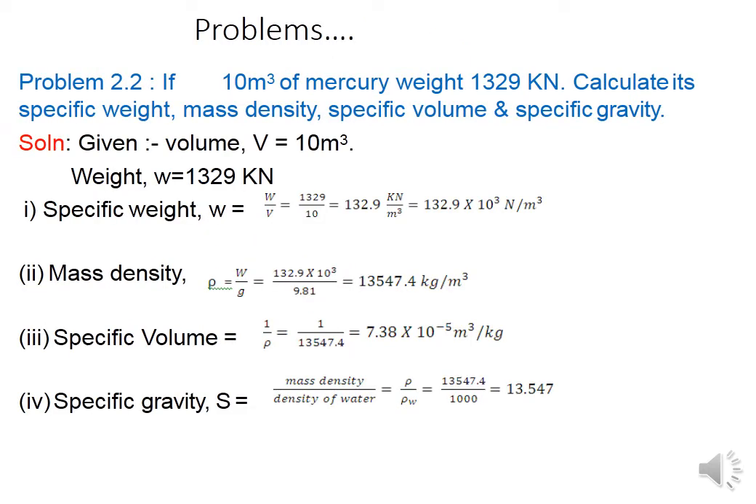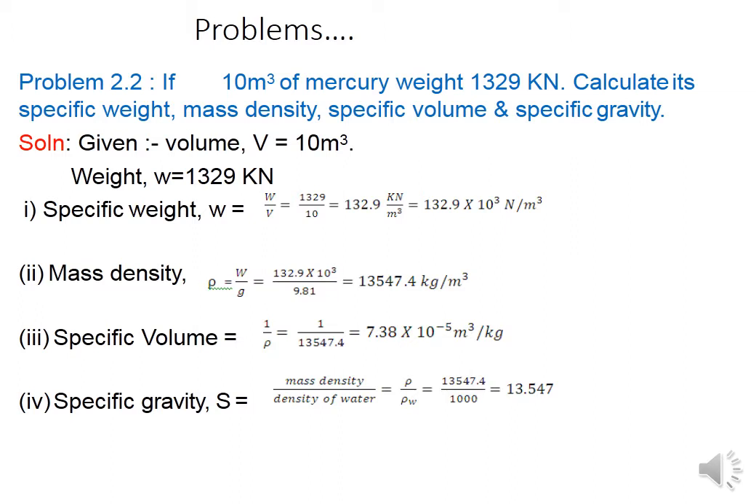So similar problem we are going to solve here. If 10 meter cube of mercury, so 10 meter cube means what? Volume is given, weight is given 1329 kilonewton. Calculate specific weight, mass density, specific volume and specific gravity. Specific weight is what? Weight by volume. Weight is given 1329, volume is 10, so 132.9 kilonewton per meter cube, because weight is given in kilonewton. So if you want to convert, you can convert into Newton per meter cube.